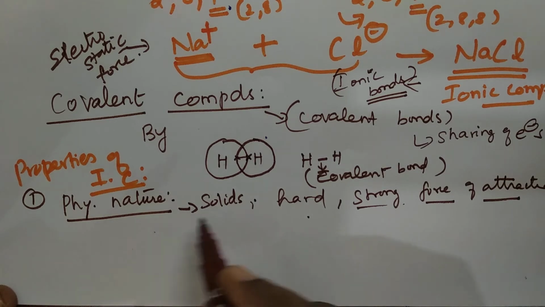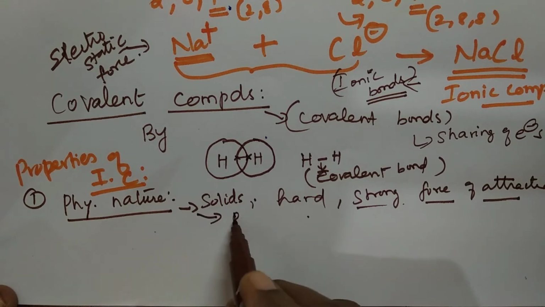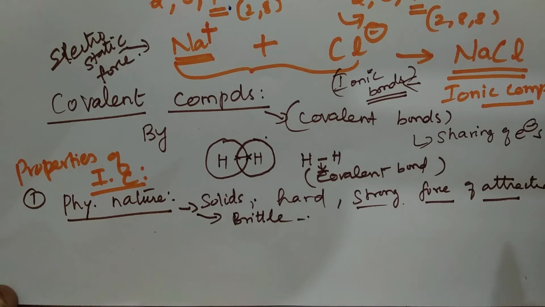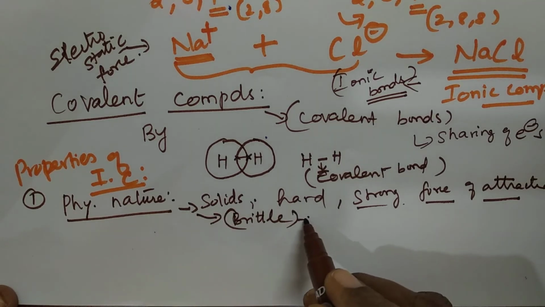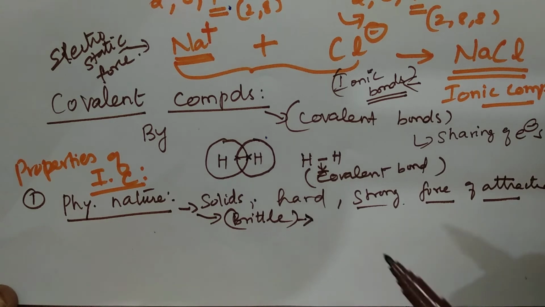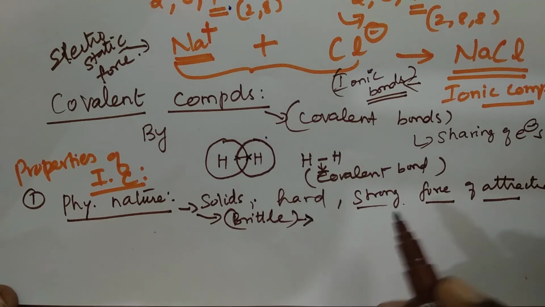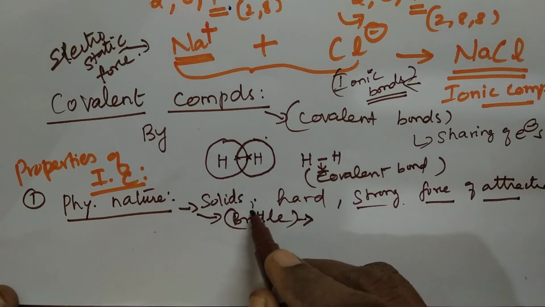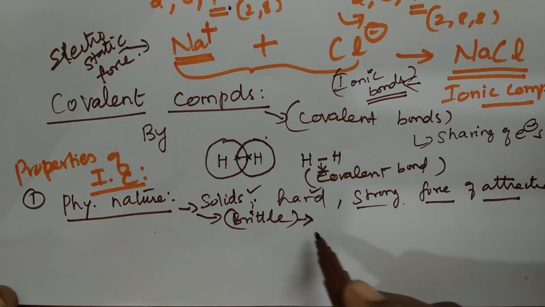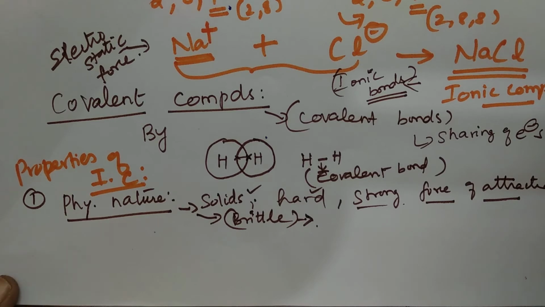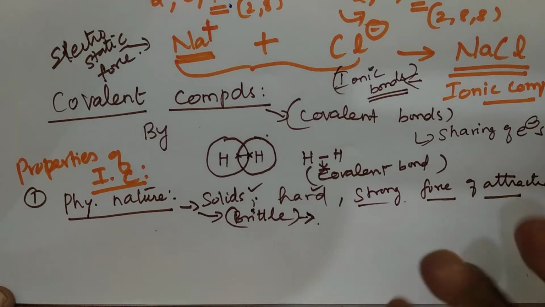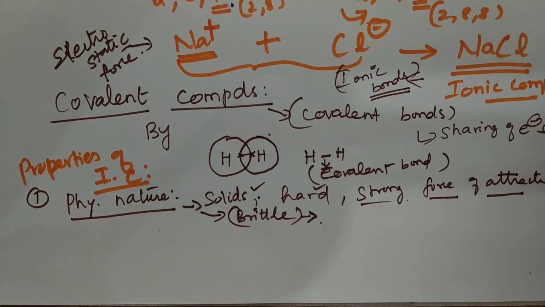And also, when pressure is applied, they are brittle in nature. Brittle means they get broken, and this was already discussed. Brittle in nature means once they are made to fall down, they get broken into pieces. Though they are solids and hard in nature, they are brittle, like diamond, coal, and graphite, the non-metallic substances.